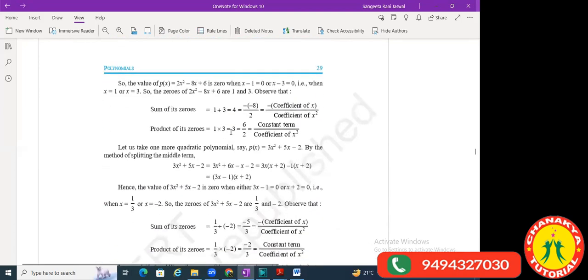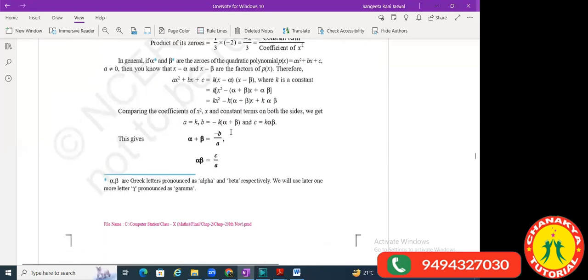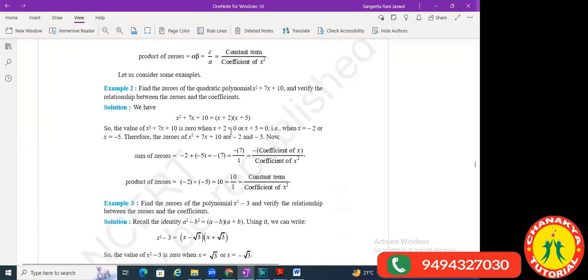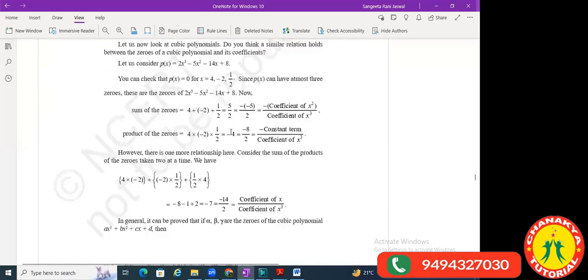We should do also, we should read also. Do means to solve the sums. Alongside, you must read what content is written. So this is all there in the lesson.